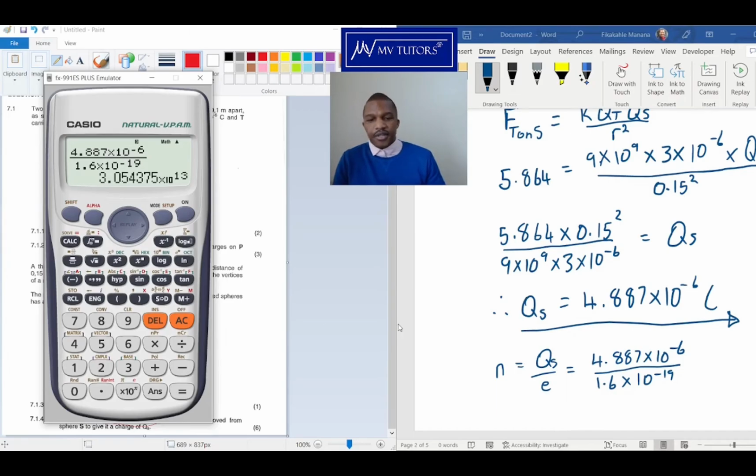Wow, what a big value. But anyway, the number of electrons is 3.05 times 10 to the power 13. Let me take it at 2 decimal places. That's the number of electrons.